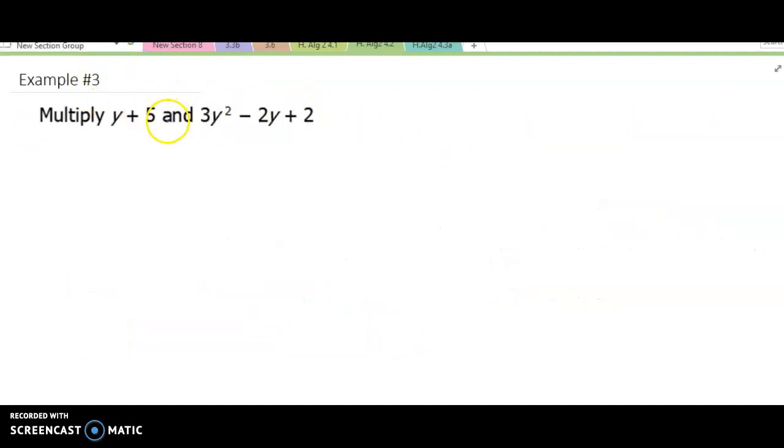All right, now if we look at example 3, here we're going to multiply. Okay, so we're going to multiply y plus 5 and 3y squared minus 2y plus 2. Okay, now if you want to FOIL this, go on ahead. I like the box method because I tend to make lots of mistakes.